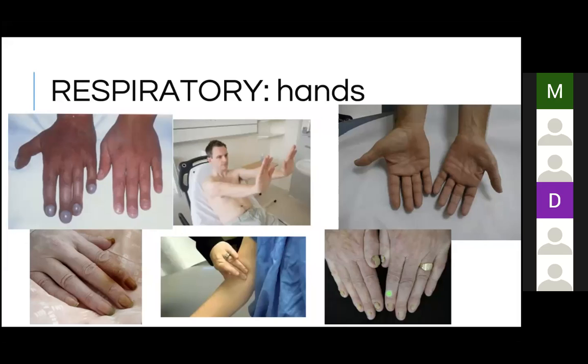And then again, just feel for the radial pulse, rate and rhythm. Calculate the respiratory rate. So normal is about 12 to 16. And then, yes, tremor, also alcoholism, but we're focusing on respiratory examination here. And then, so we'll move on to the next slide.